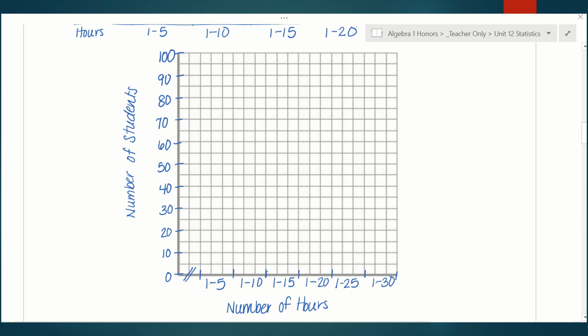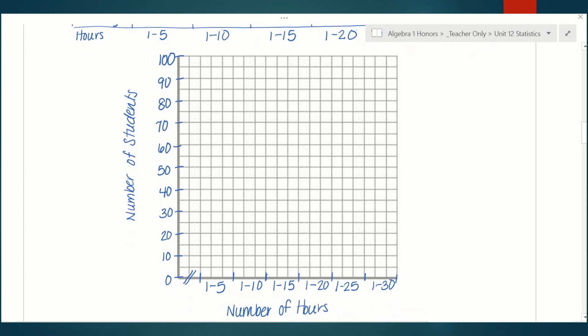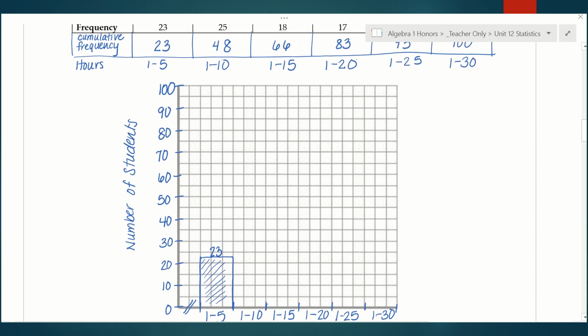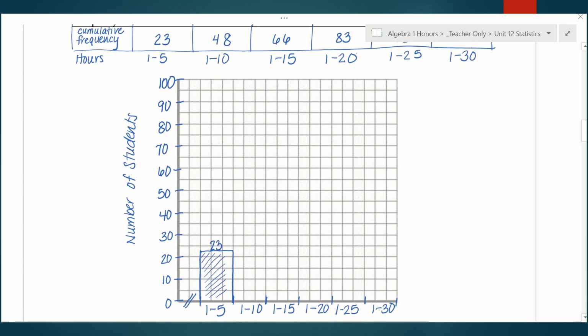Okay, so how many people were in the 1 to 5 range? 23. So here we go. This is one where you're going to see me write the numbers on top of my bar because it's really hard to see, when someone's reading this, is it 23? Is it 22? Is it 24? So it's good just to write it right on there. Okay, and then in the interval of 1 to 10, there were 48 people.